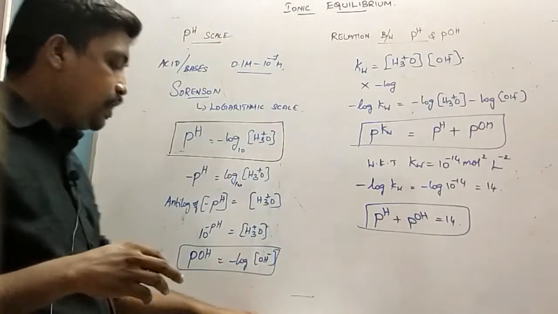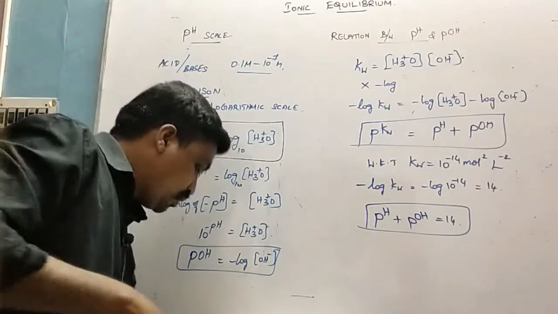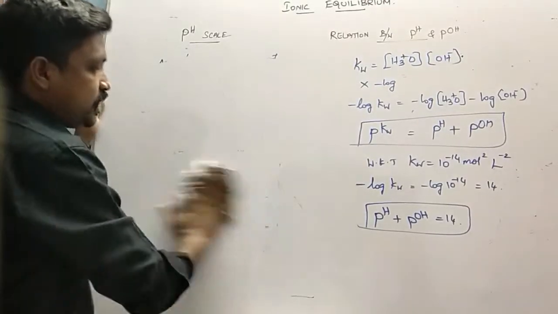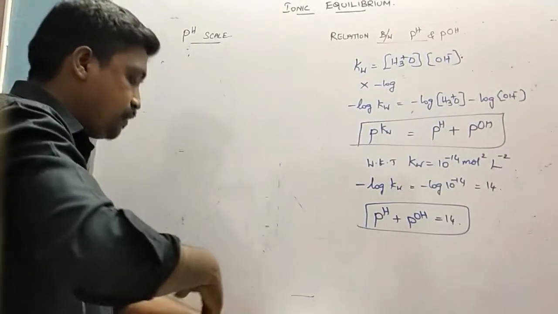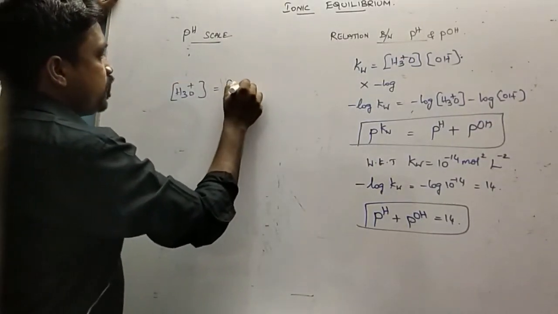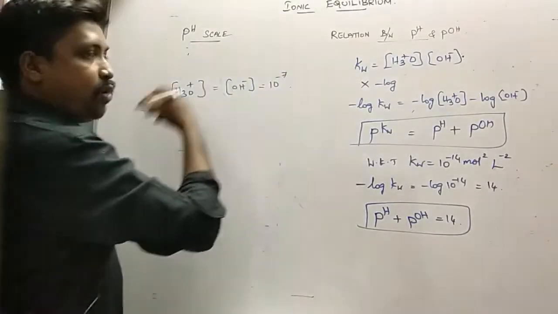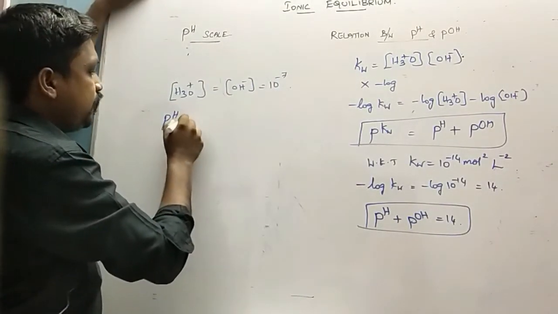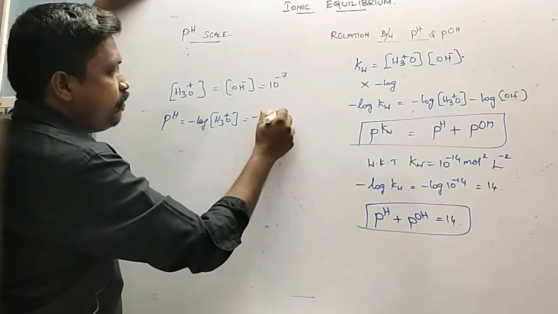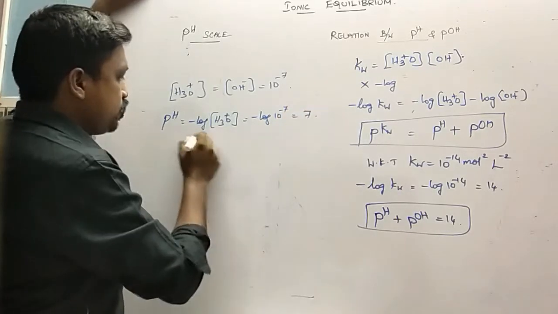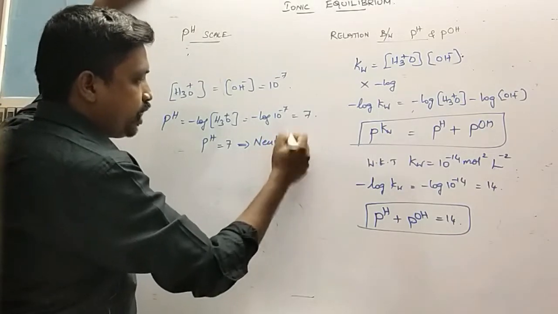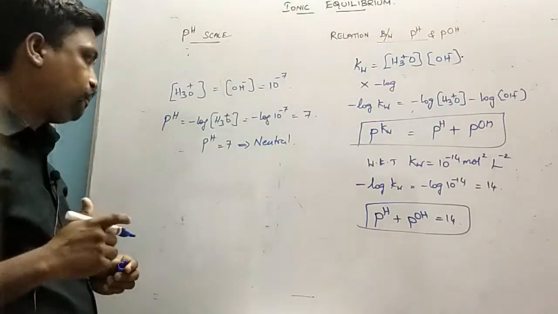Then see here, kindly make a note of it, right? We discussed earlier that the concentration of H plus ions and the concentration of OH minus ions are both equal, which is 10 power minus 7 in water. So what will be the pH? Minus log of H3O plus concentration, that is minus log of 10 power minus 7, which is equal to 7. So if pH is equal to 7, it is called a neutral solution, like water.